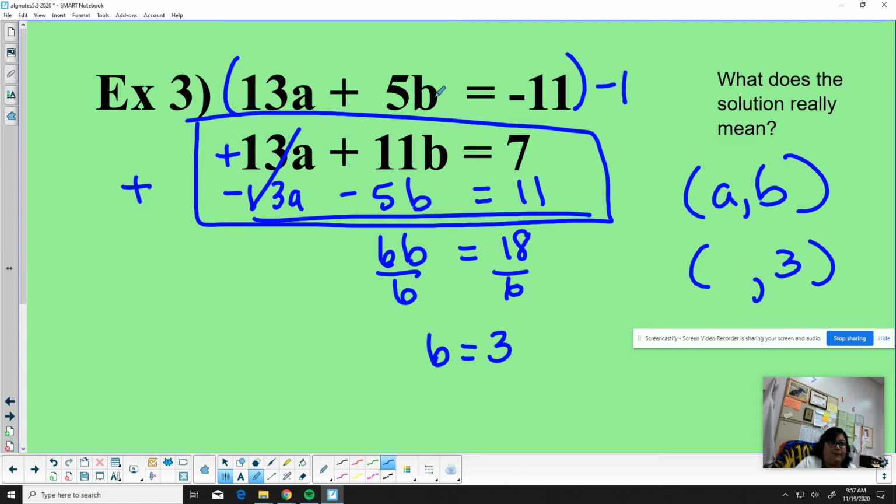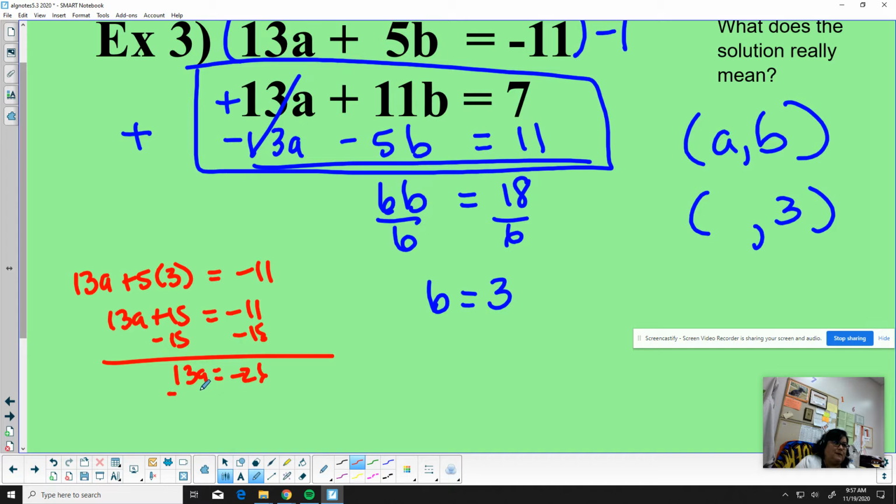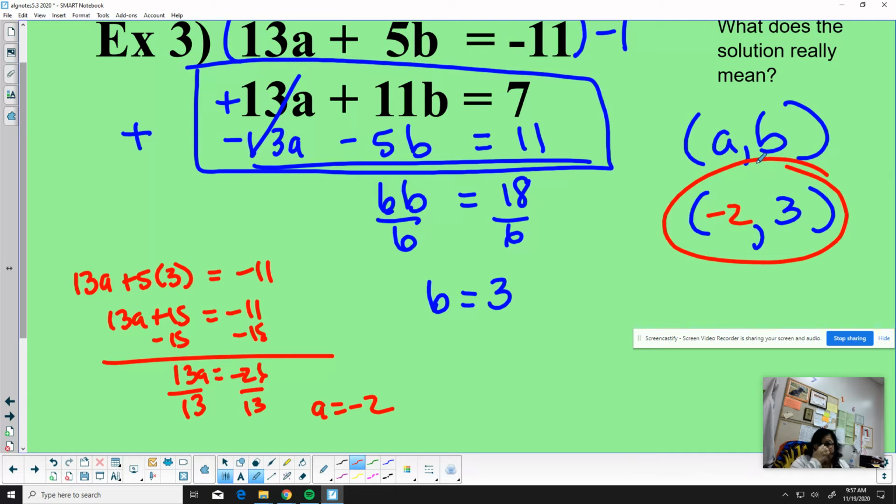And then I'm going to plug it back in. Okay, and I think I'm going to go ahead and do the original top. 13a plus 5b equals negative 11. So 13a plus 5 times 3 equals negative 11. So that's 13a plus 15. I'm subtracting 15. So that's negative 26. Divide by 13, and that is negative 2. So my answer is negative 2, 3.